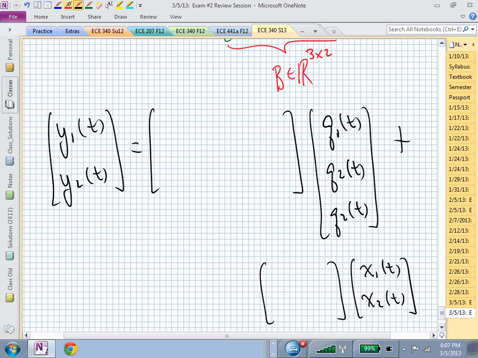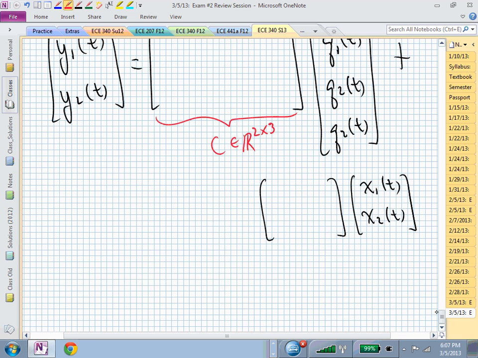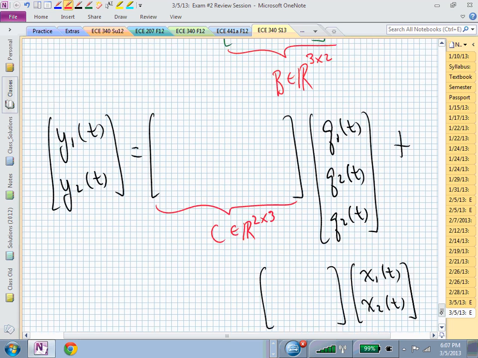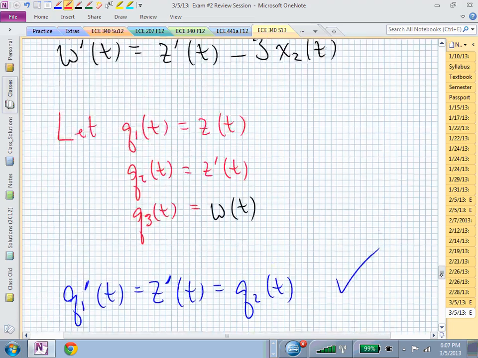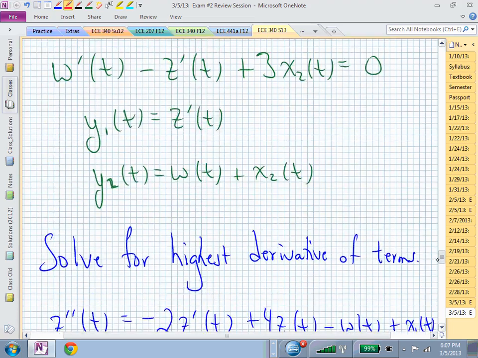The C matrix is then 2 by 3, and the D matrix is 2 by 2. What's the C matrix? Wow.